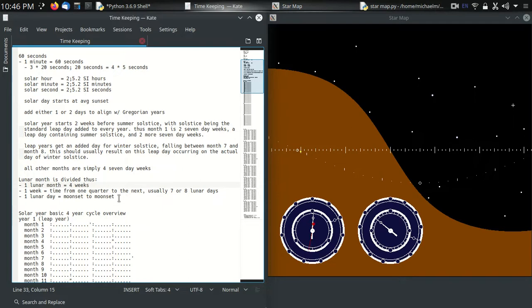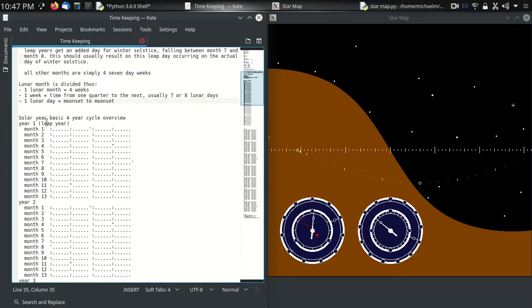And I've gone over this separately, but I thought I would note it here just for keeping my own sanity. A lunar month is divided also into 4 weeks, but these weeks are the time from one quarter to the next. Usually that's 7 or 8 lunar days, and between, it's usually 7 or 8 solar days too, but it can be as few as 6 and it can be as many as 9. It can vary quite a bit. And a lunar day is from moonset to moonset, which is quite different from sunset to sunset.